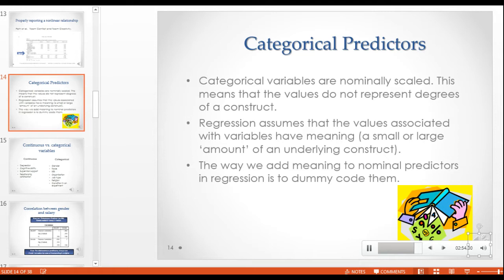Regression is a technique that assumes the values that are associated have some kind of meaning. So that means a 1 is a small amount of something, a 10 is a large amount of something. And it assumes that this is a spectrum of an underlying construct. And so we have to trick SPSS, kind of like we did with the nonlinear. We have to trick it to work in our favor. Okay, so we need to do something called dummy coding or vector coding. So the rest of this presentation will be about doing dummy coding.